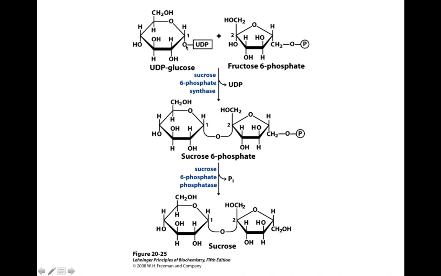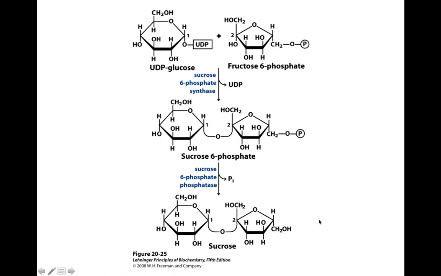We're going to remove that UDP. We're going to have this linkage between the anomeric carbon, carbon 1, and carbon 2. What's interesting about this particular one is that then we get the sucrose 6-phosphate. We're going to cleave off that phosphate using a phosphatase, and we get sucrose.